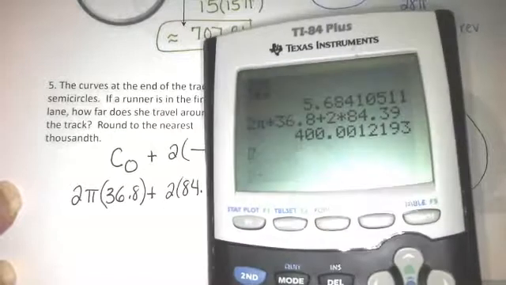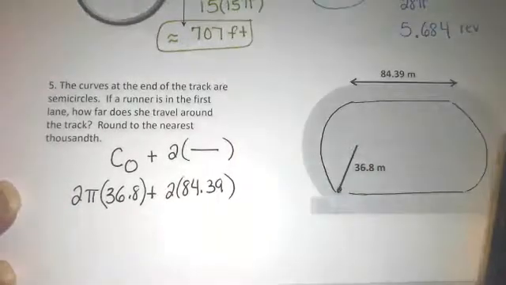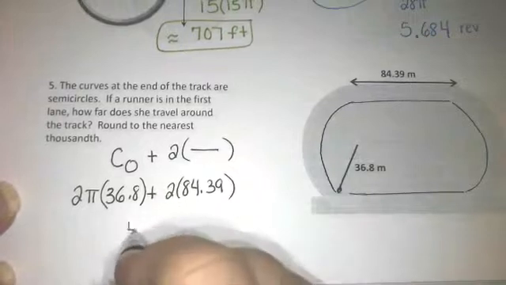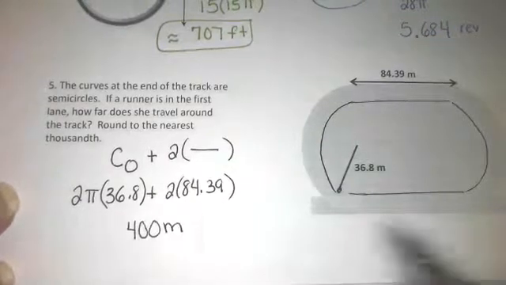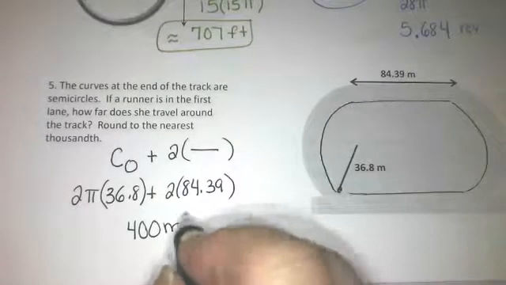Anybody get 400? Does that surprise you? That one time around the track is 400 meters? Oh, no. Wait. Isn't that what we expected it to be one time around the track? Yeah. 400 meters? Aha.